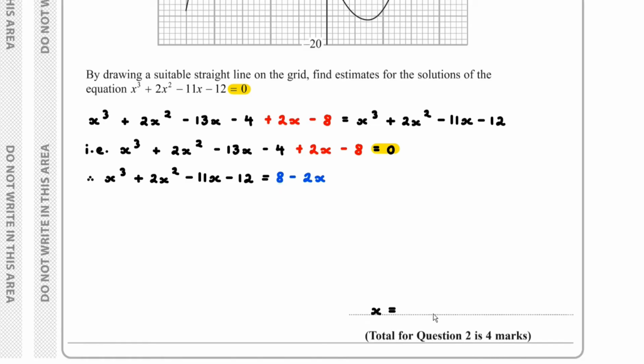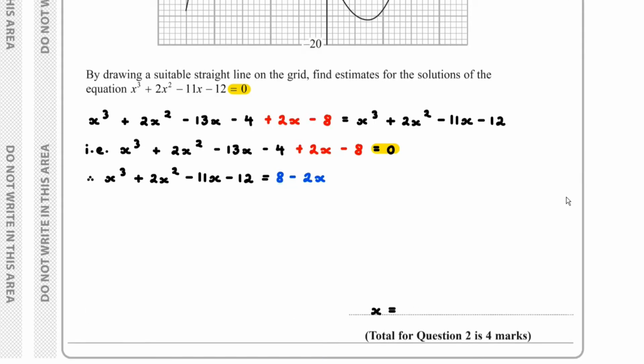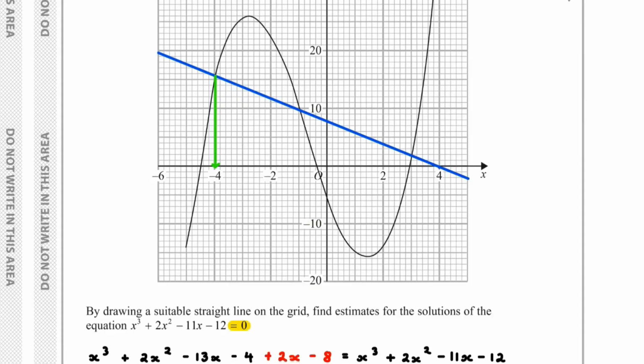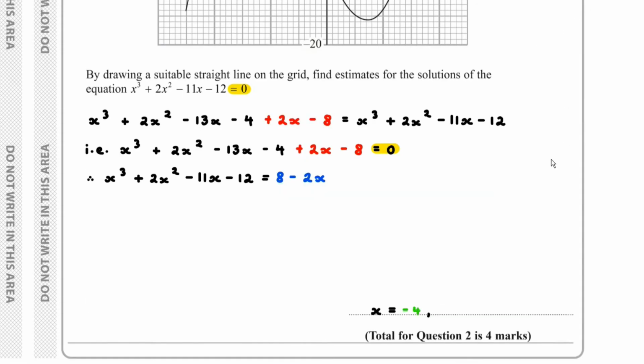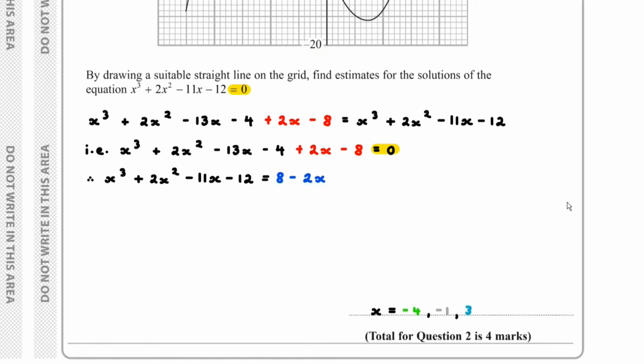So what we need to do is solve for x. We have one solution here, that's x equals minus 4. We have another solution here, that's x equals minus 1. And we have another solution here, that's at x equals 3. Here are our solutions.